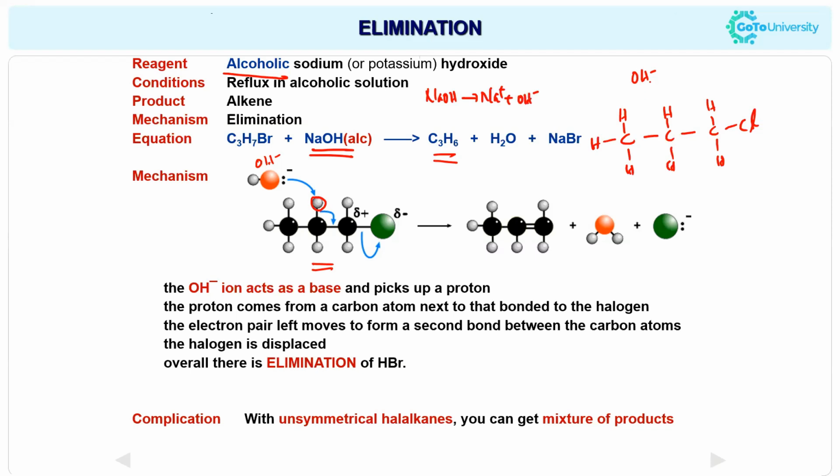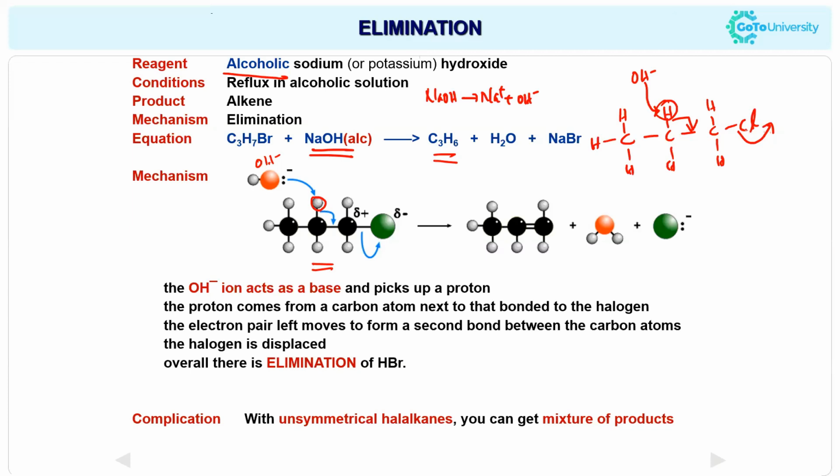So these OH minus ions can abstract the H plus ions, right? Because OH minus ions are bases, they are proton acceptors. So they will take the H plus ion, not the bond. When they take the H plus ion, the bonded electrons will shift to these two sides. So this chlorine will leave.